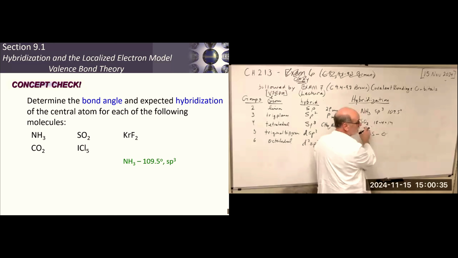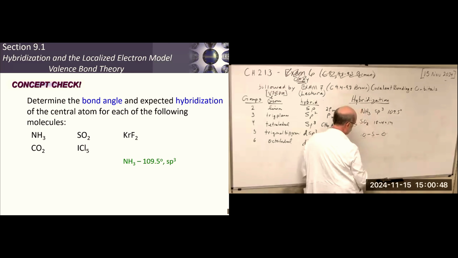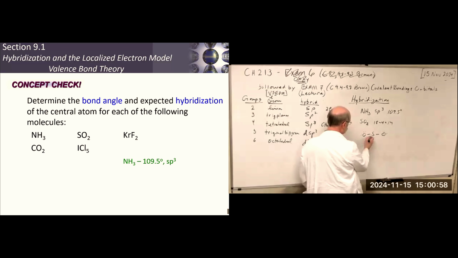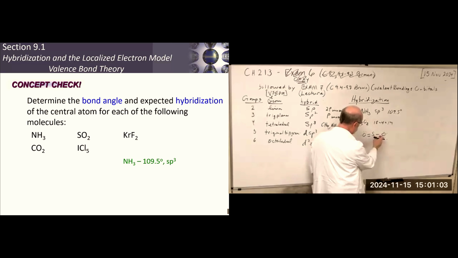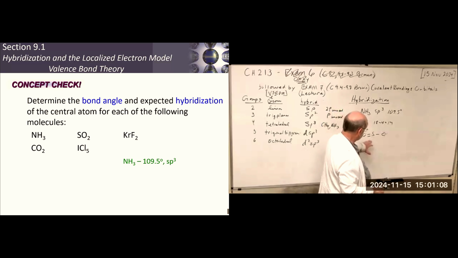3 times 6 is 18. It's 4, 6, 8, 10, 12, 14. That's right. Okay, we need an octet from that sulfur. So how do we get it? Well, we can't use these 2 electrons because that won't get us anywhere. We have to use 2 from one side or 2 from the other. So that's 2, 4, 6, 8. Now we know that we would resonate this one with another structure where the double bond is on the other side.